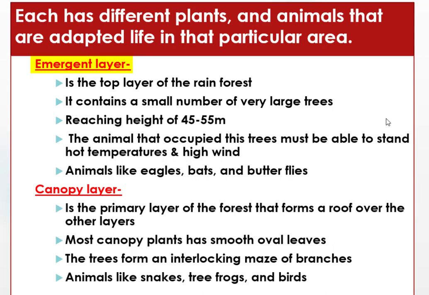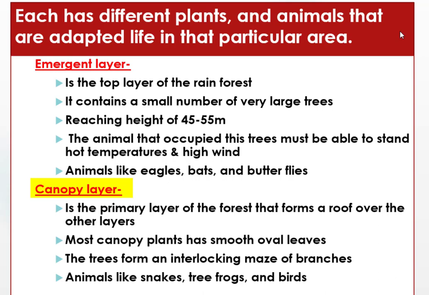The animals that occupy these trees must be able to stand hot temperatures and high wind pressure. Animals like eagles, bats, and butterflies mostly live on the emergent layer. The second layer is canopy layer. Canopy layer is the primary layer of the forest that forms a roof over the other layers.